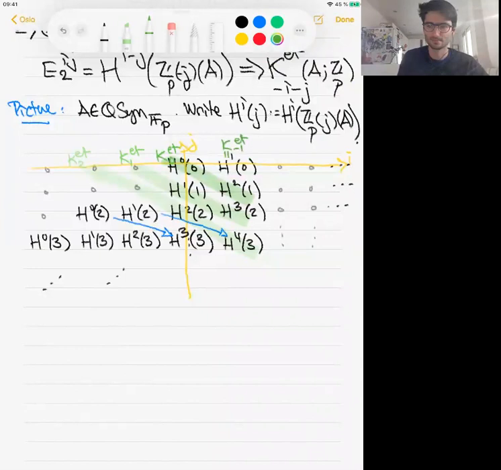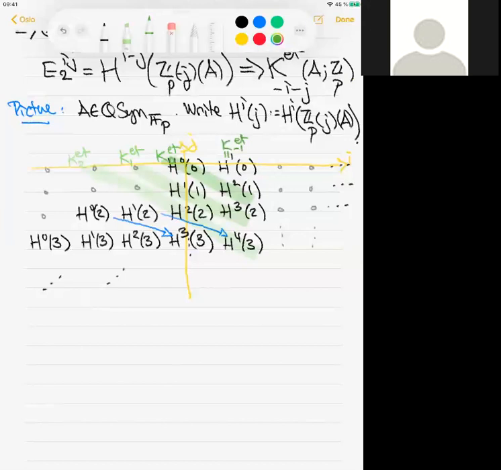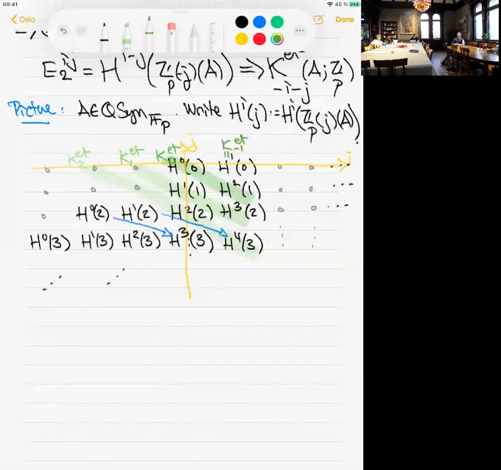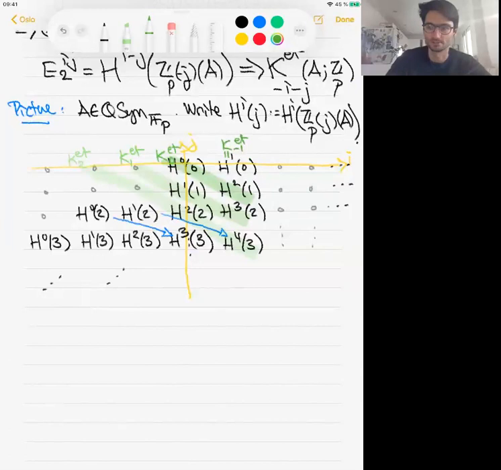Why don't we have terms like H3 1? Okay, so that's a great question. If you were doing something like étale motivic cohomology, sorry, L-adic motivic cohomology, you could, because the L-adic étale cohomological dimension of a scheme can be very big. But the phenomenon that one is witnessing here is the fact that in characteristic P, the p-adic étale cohomological dimension of an affine scheme is 1.